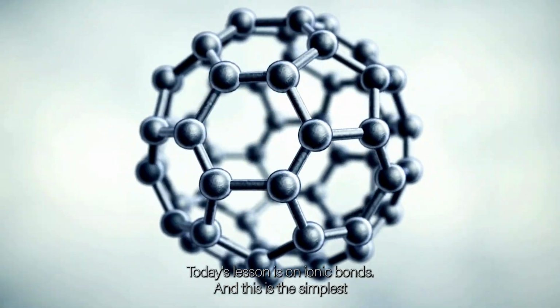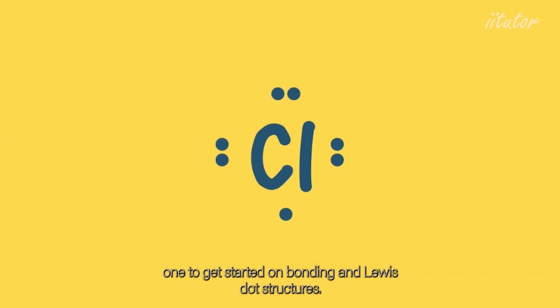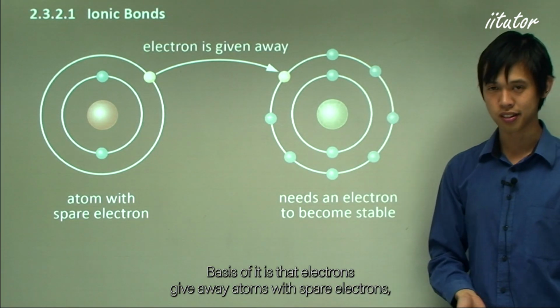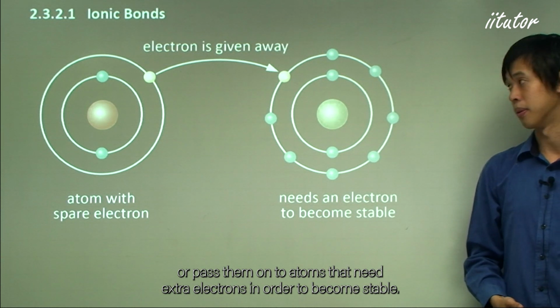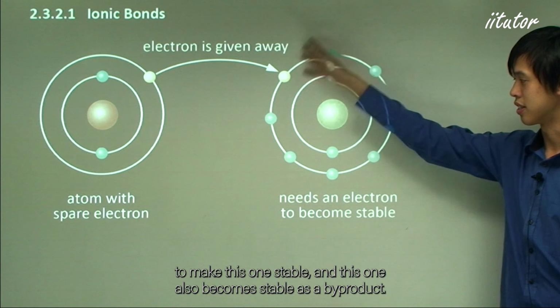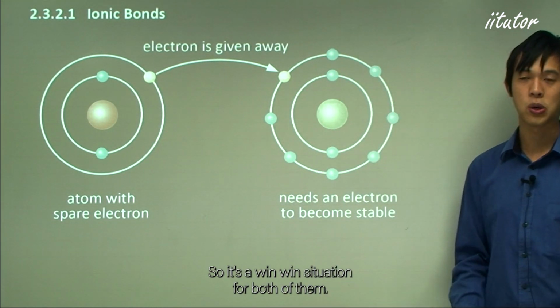Today's lesson is on ionic bonds, and this is the simplest one to get started on bonding and Lewis dot structures. The basis of it is that atoms with spare electrons will pass them on to atoms that need extra electrons in order to become stable. This yellow electron here gets passed in here to make this one stable, and this one also becomes stable as a byproduct. So it's a win-win situation for both of them.